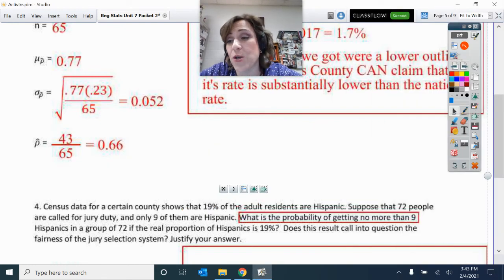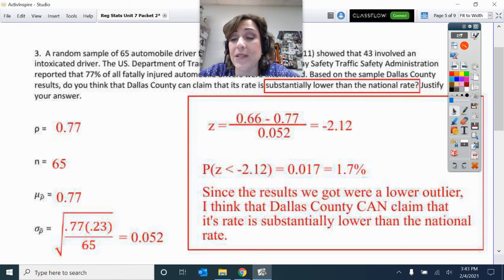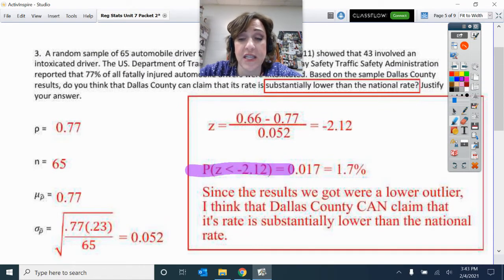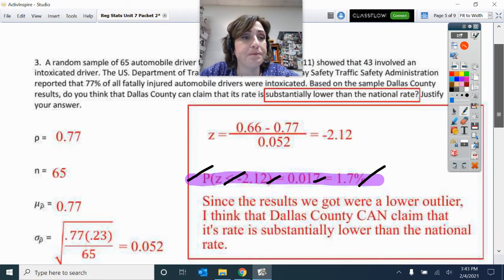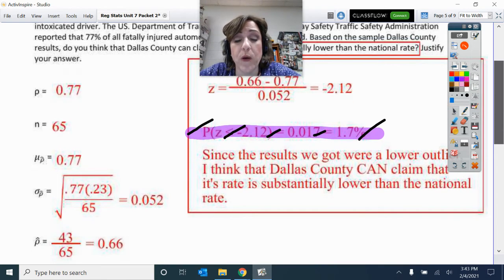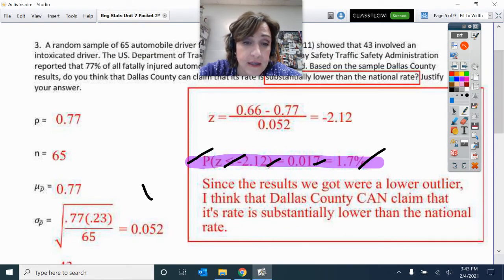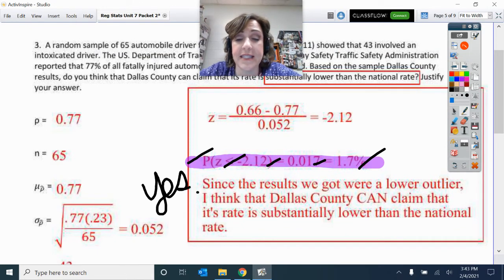So that's truly what this question asked. It didn't, technically, it did not ask this part right here. Okay, so that part really wasn't part of it. I went ahead and I just did the probability of it being lower, but it did not ask that. It simply asked, do you think Dallas County can claim that its rate is substantially lower? Well, and so I said yes. Since the results we got were a lower outlier, I think Dallas County can claim that its rate is substantially lower than the national rate.